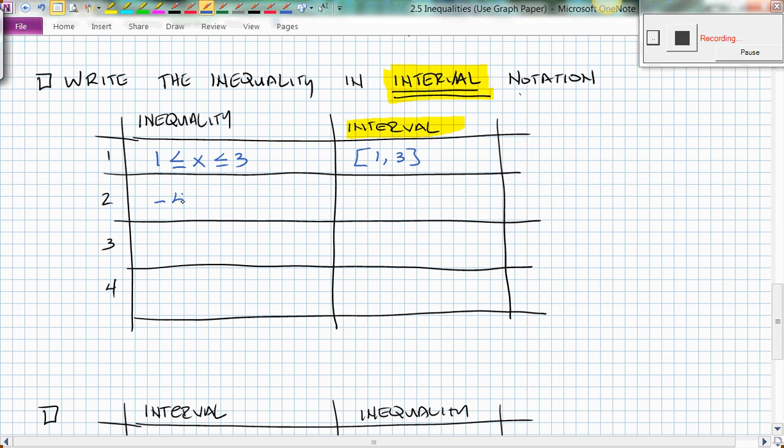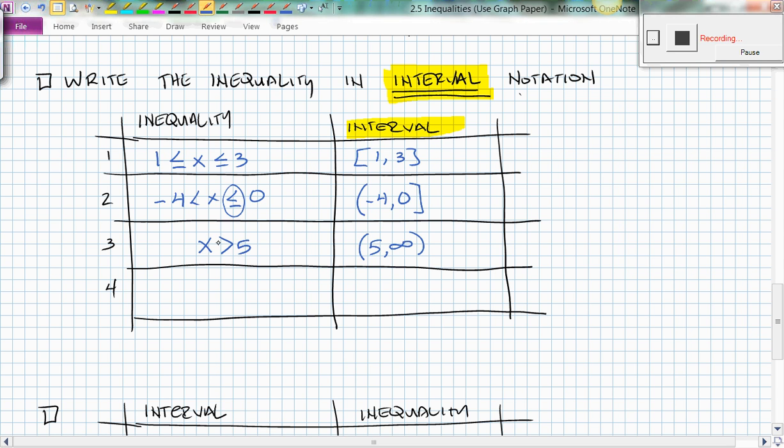If you had negative 4 is less than x, which is less than or equal to 0, you could have this. You would have a parenthesis on the negative 4, and you would have a bracket on the 0, because the bracket is being included because it says less than or equal to. If you have just straight up x is greater than 5, well, we're going to use a parenthesis on the 5, and we're going to go to positive infinity.